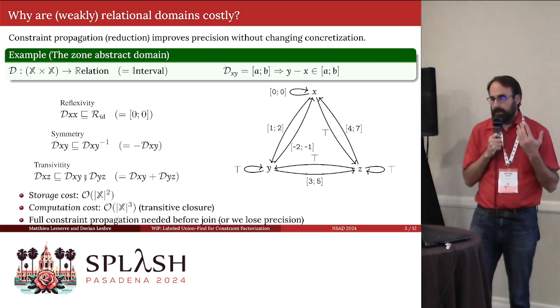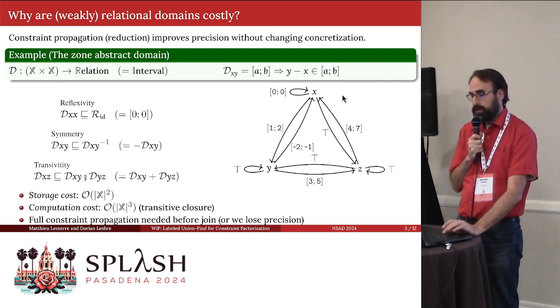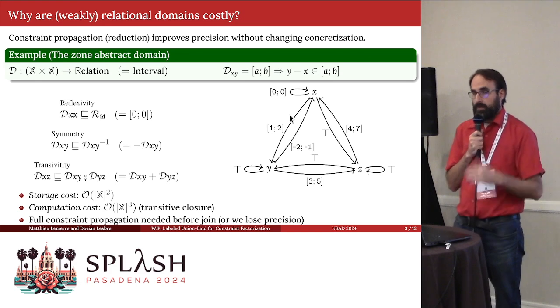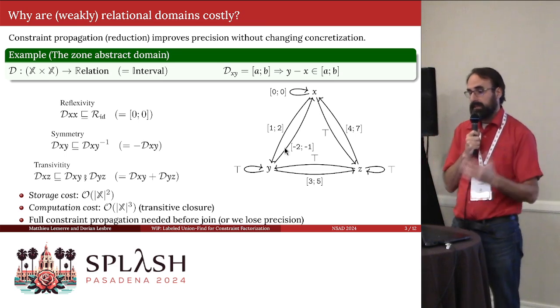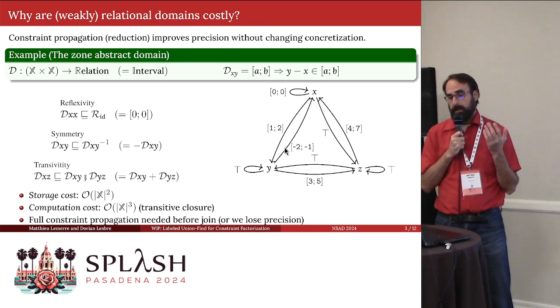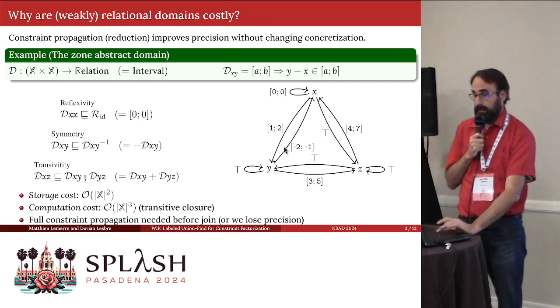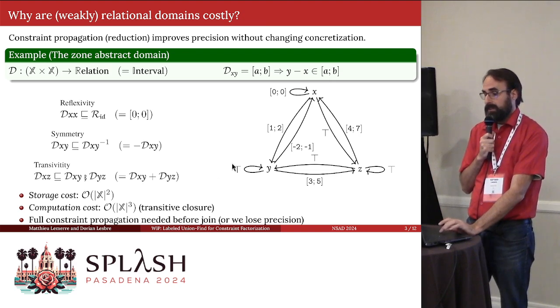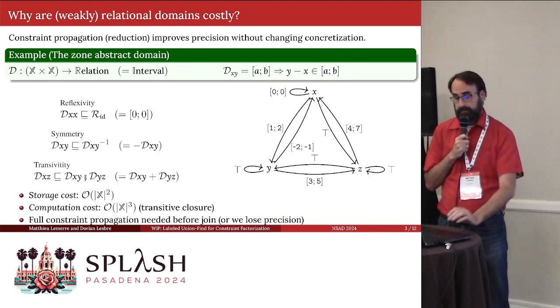Okay, so if we look at what we get here, the storage cost of all this is quadratic in the number of variables. So if I have 3 variables, I need at least 9 relations between all 3 variables. And the computation cost is basically the transitive closure of a relation. It is cubic. So those are actually very expensive.